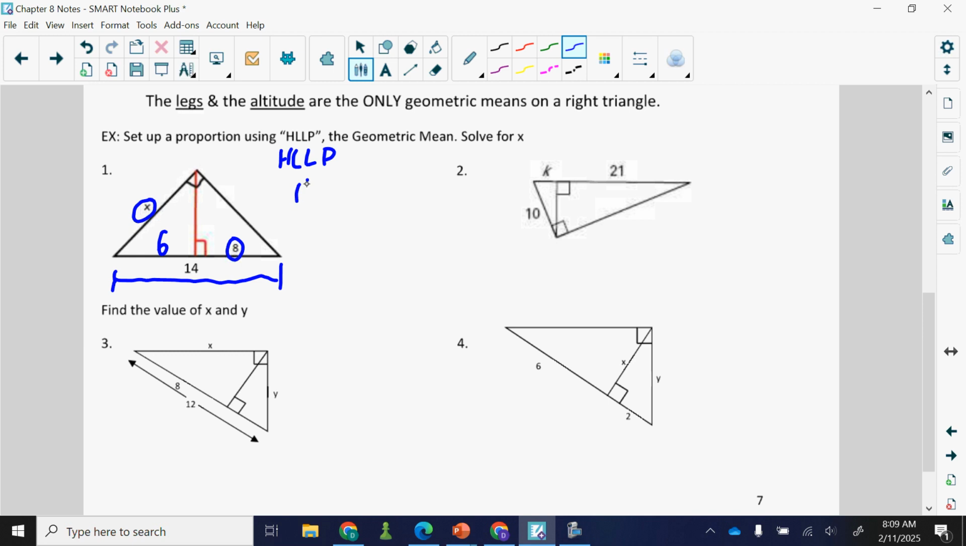So now I can say 14 over x equals x over 6. So now I just cross multiply, use my cross product rule. So x squared equals 14 times 6 goes to 84. I square root both sides. I get x is the square root of 84, which actually even simplifies to 2 root 21.